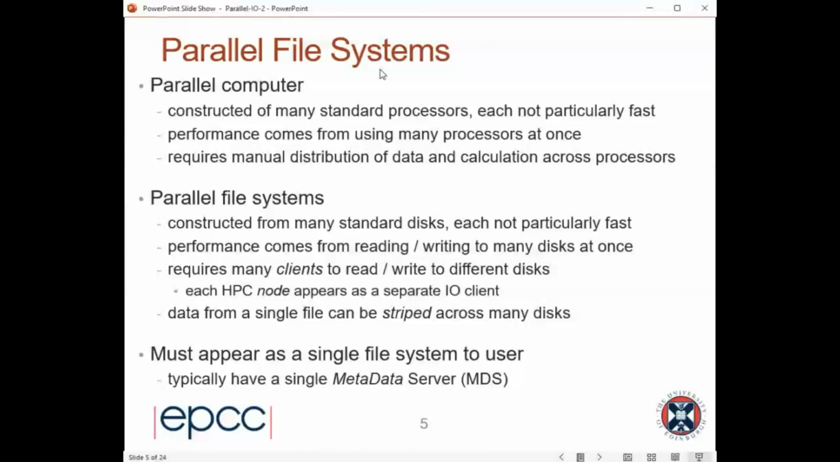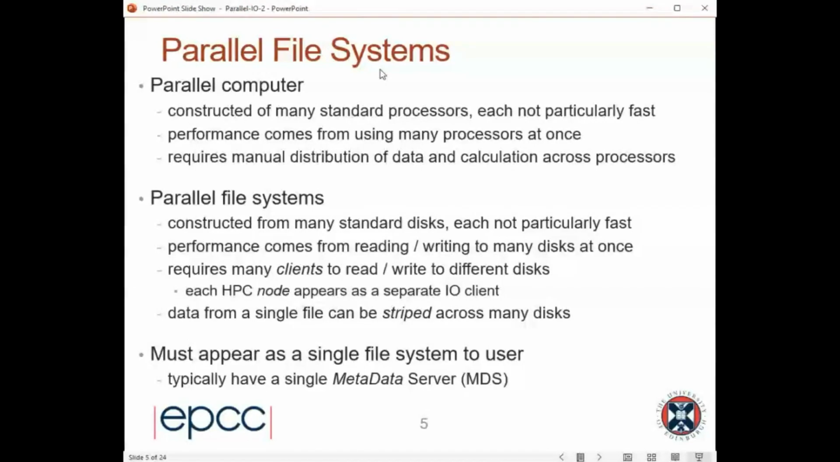We'll see that you might say, well, that's going to be a problem, because what happens if I only have a single file? Well, we'll see that data from a single file can be stored across many disks, and that's called striping. So that's the way that parallel file systems work. Under the hood, they have multiple disks, but they're also able to store a single file across multiple disks. However, that's going to be complicated.